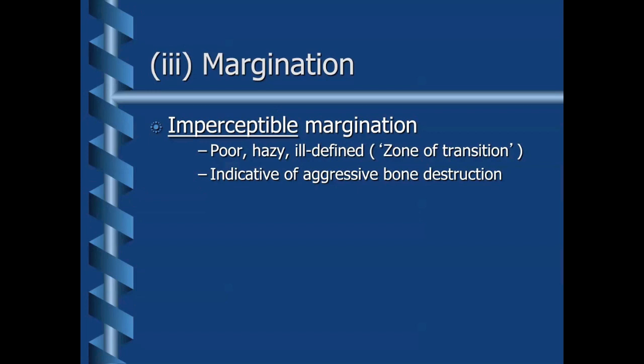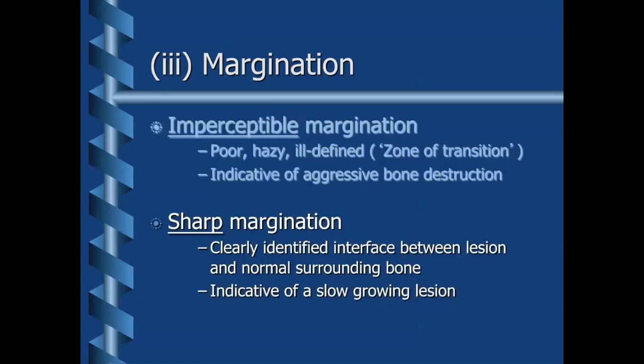What we like to see is a really nice, even margin, or a sharp margin. And this is where there's clearly identified interface between the lesion and normal surrounding bone. And this is indicative of a slow-growing lesion. And obviously, if you think in terms of tumours, you'd much prefer to have a slow growing lesion, which is generally benign, compared to an aggressive lesion, as indicated in that first one on imperceptible margination.